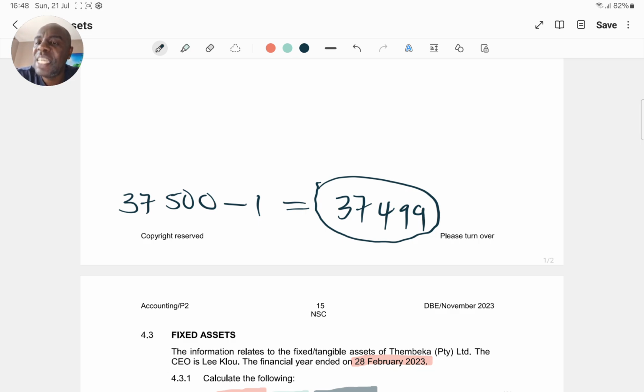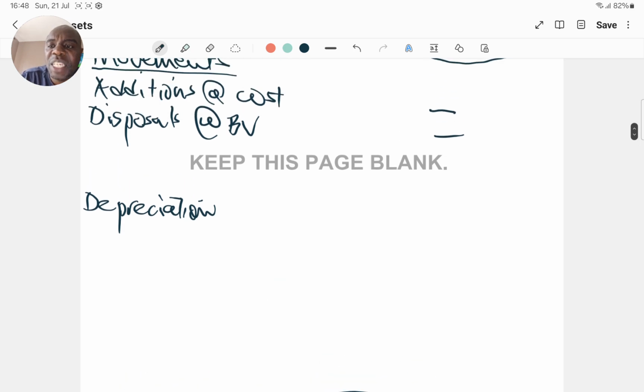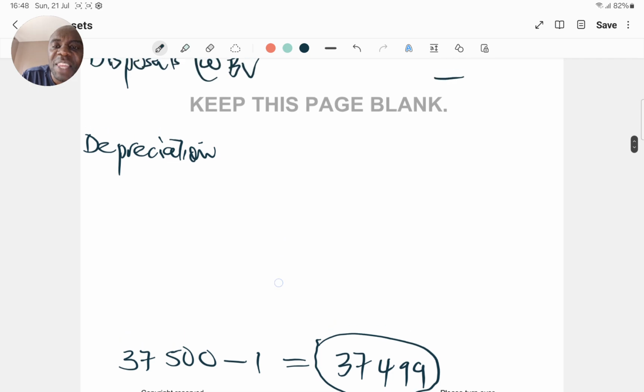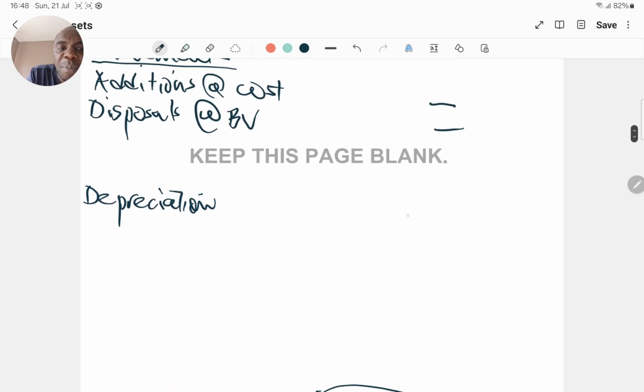Like in this case, the depreciation was 75,000, but we cannot record 75,000 because it's over and above the carrying value of this particular asset. So my depreciation, therefore, cannot be 75,000, but it can only be 37,499. That becomes my depreciation.